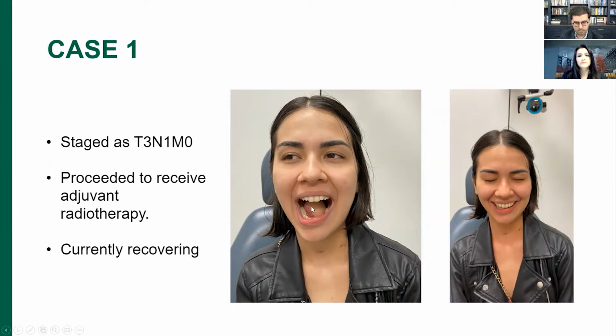You can see this is her with her free flap. And one key thing about her surgery is functionally, even 1 month out, she was doing quite well. And if this will play.